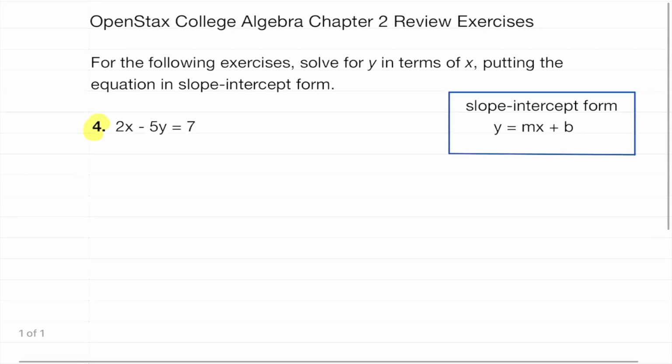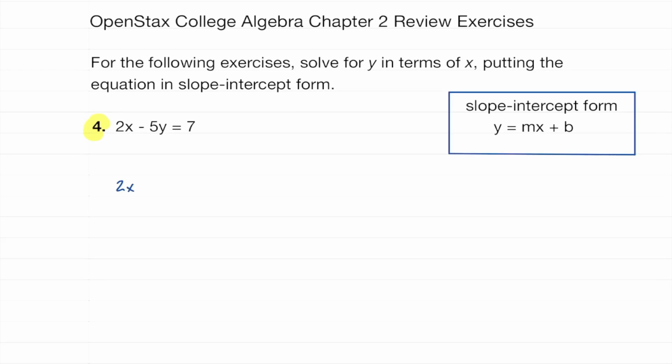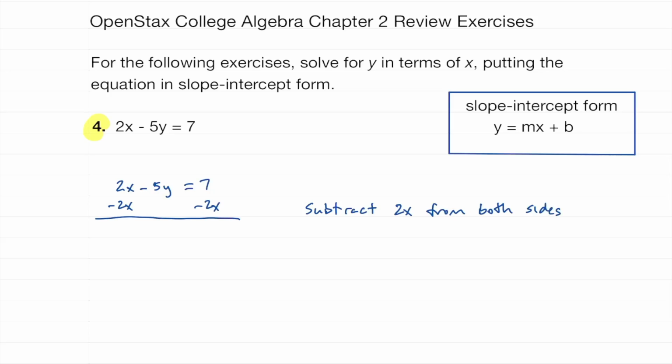Okay, let's write down our equation. We have 2x minus 5y equals 7. So let's start by subtracting the 2x from both sides. Okay, so we'll put subtract 2x from both sides. Okay, the 2x minus 2x cancels itself out, so we've got minus 5y. I'm going to put the minus 2x, and then we have a plus 7.